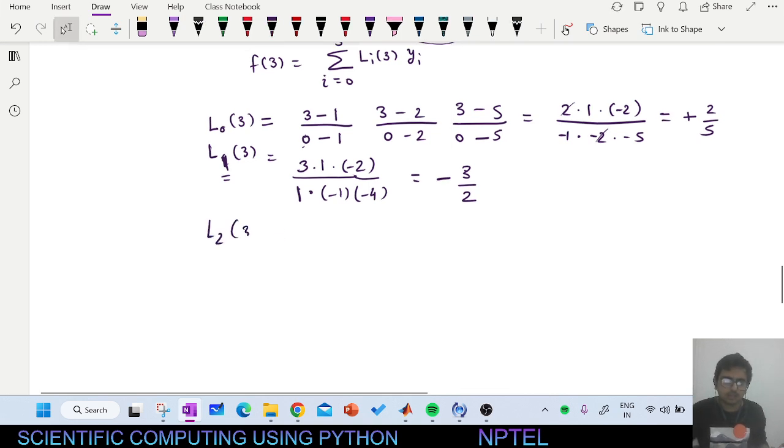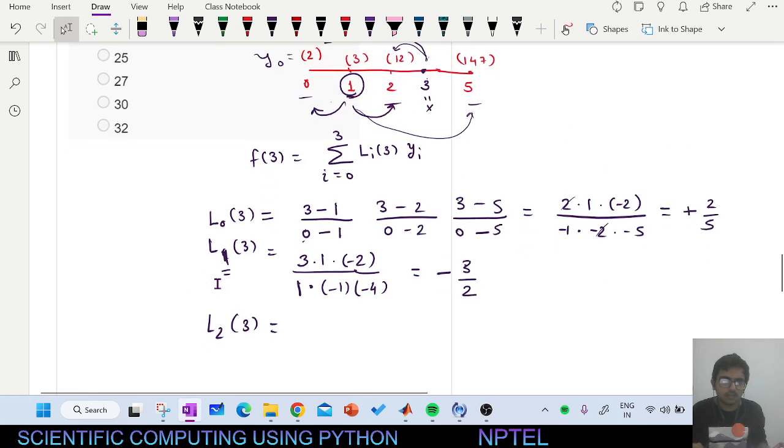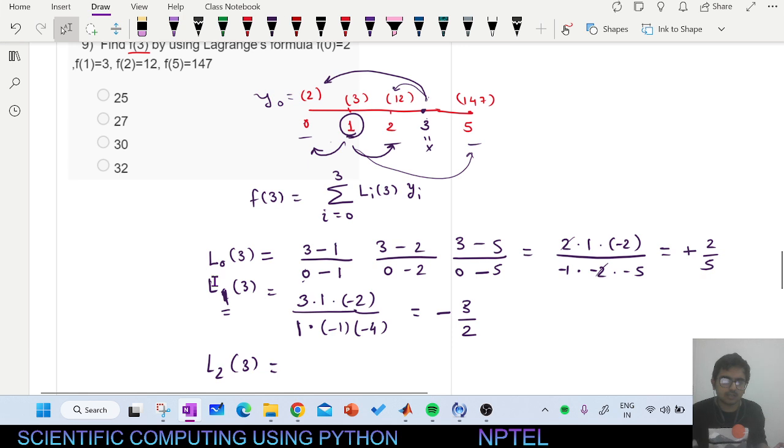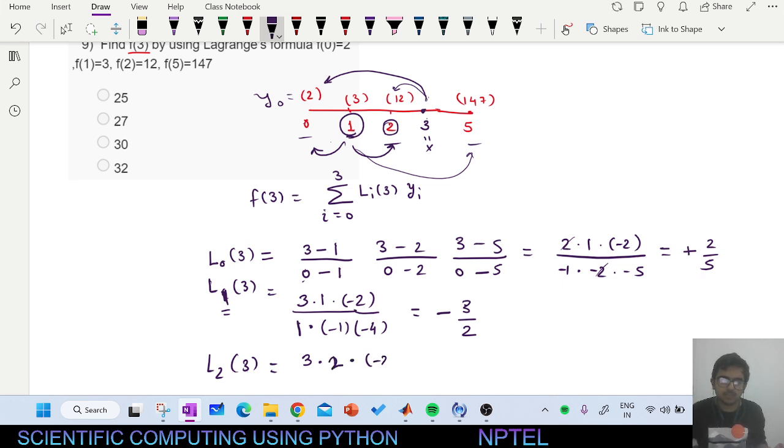And then should I do it or just write the answer? Maybe I can do this. For the next one, I'll just write the answer. Okay, L2 of 3. So now we are ignoring the second one. So I write 3 minus 0, which is 3, then 3 minus 1, which is going to be 2, and 3 minus 5, which is minus 2.